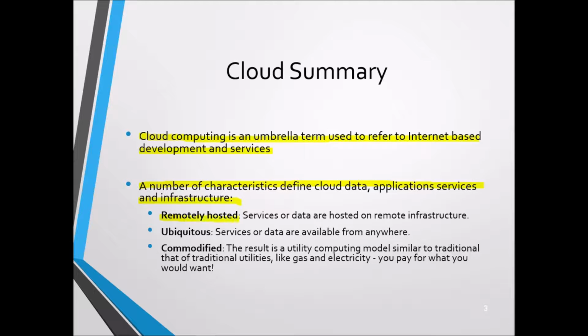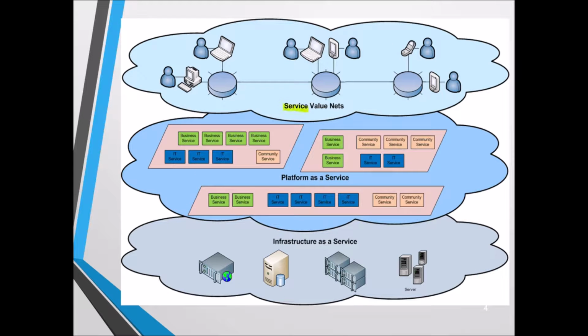Remotely hosted: services or data are hosted on remote infrastructure. Ubiquitous: services or data are available from anywhere. Commodified: the result is a utility computing model similar to traditional utilities like gas and electricity. You pay for what you want. Service value nets: platform as a service, infrastructure as a service.